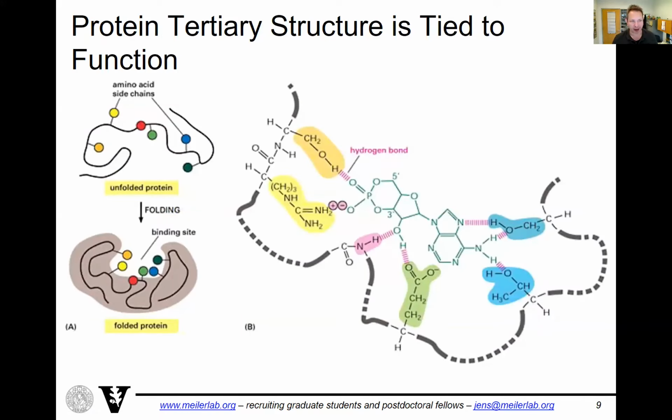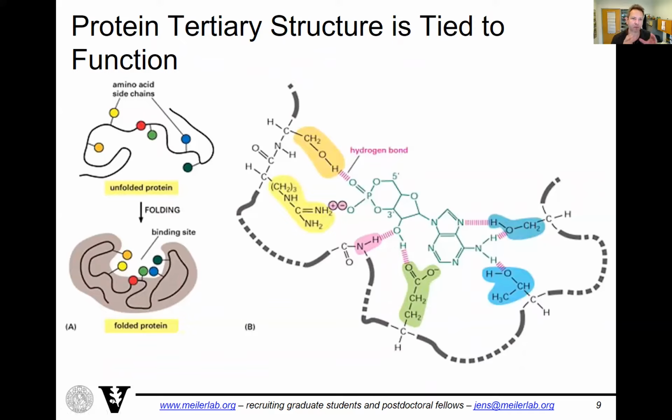So I mentioned earlier, structure drives function. Here we have the unfolded protein, the primary structure. We have a small number of functional groups, side chains, maybe some backbone atoms. Only after protein folding are these functional groups positioned in three-dimensional space so that the protein can conduct its function, in this case, bind the cofactor, for example. And so this is very important to understand.